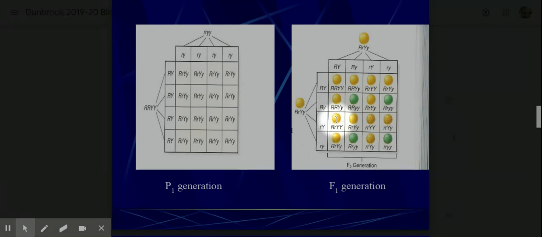He found three that were round and green. He found three that were wrinkled and yellow, these guys here. And he found only one that was wrinkled and green. Only one came out wrinkled and green. That's because that's a double recessive. You had to have all four recessive alleles to become wrinkled and green. So it makes sense that those would be less common. And again, 9:3:3:1 ratio.